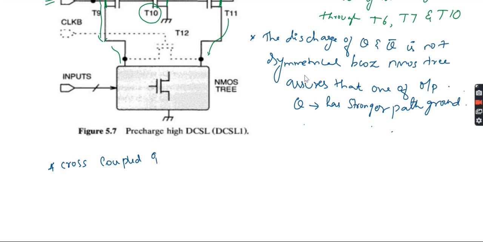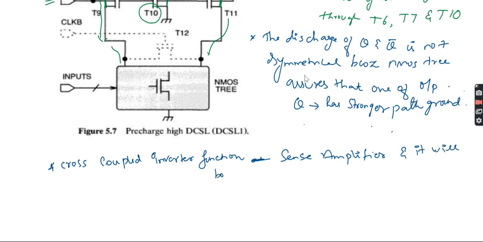So I can say the cross-coupled inverter function will act as a sense amplifier. That is the meaning of that. The amplifier will boost the output voltage difference, and it will boost the output function.